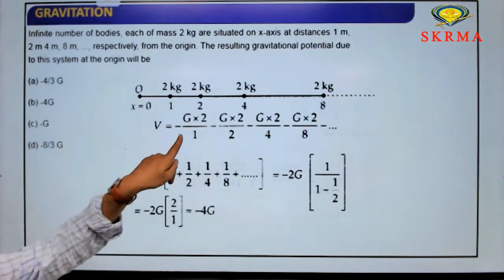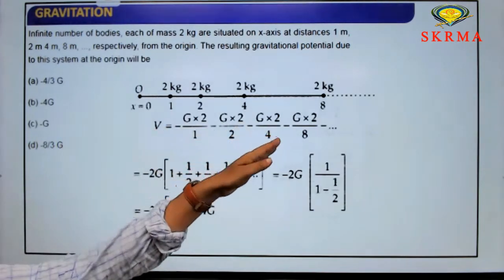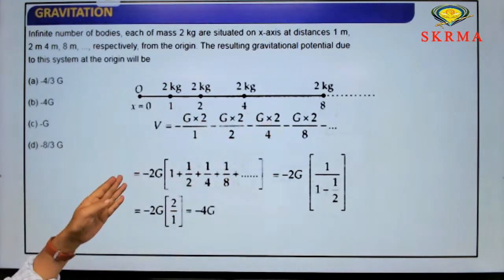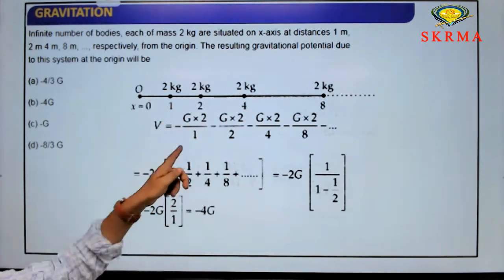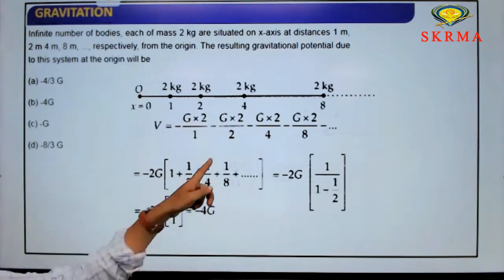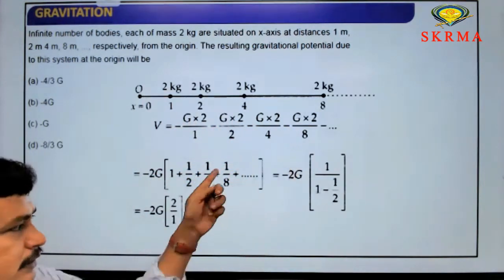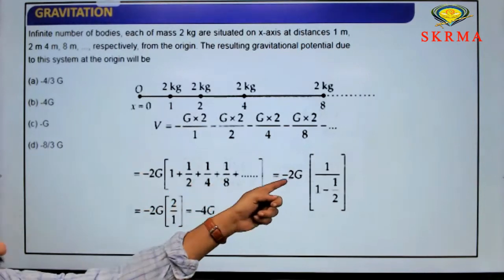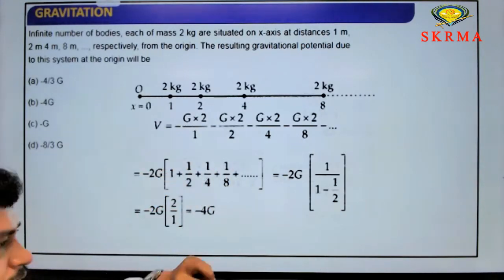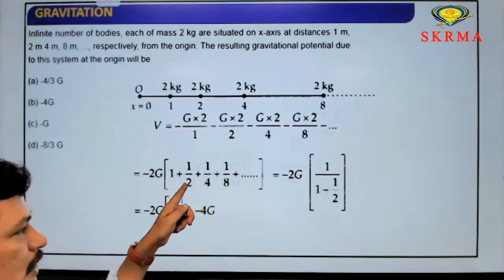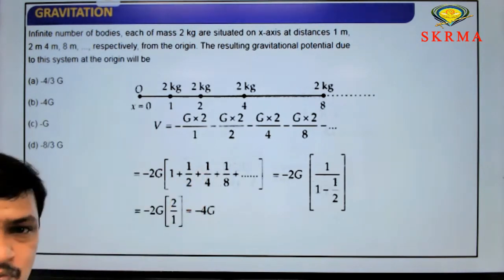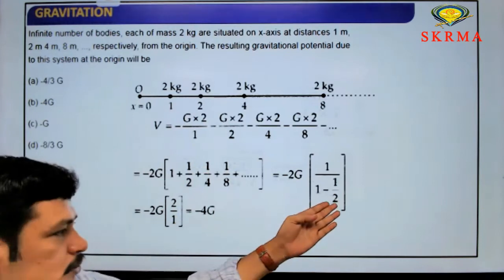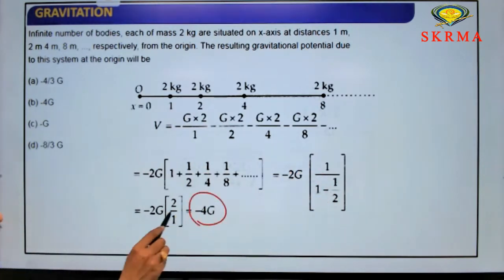In the same fashion, for the potential, we take the potential due to the first one, the second, the third, the fourth one. We write the equations, then take 2G common. In the first term, only 1 is there, because we took 2G common. The second term is 1 by 2, then 1 by 4, 1 by 8, like that. This is a geometric progression. The sum formula is A by 1 minus R, where A is the first term and R is the common ratio. The ratio is the same: 1 by 2 by 1 is 1 by 2, and 1 by 4 by 1 by 2 is 1 by 2. If you simplify this, the result is minus 4G. The correct option is minus 4G.